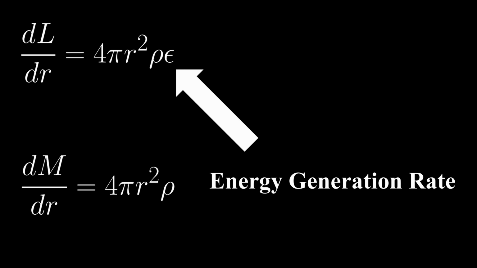Last but not least is our fourth equation, showing how the luminosity of the Sun changes throughout different shells. If you'll notice, it's very similar to the differential equation of the mass with the addition of this epsilon term. This is called the energy generation rate, and it shows how much energy is being generated per kilogram of mass in the Sun.